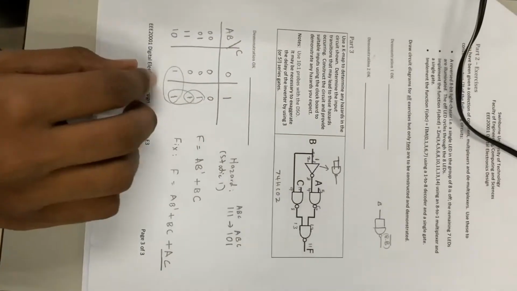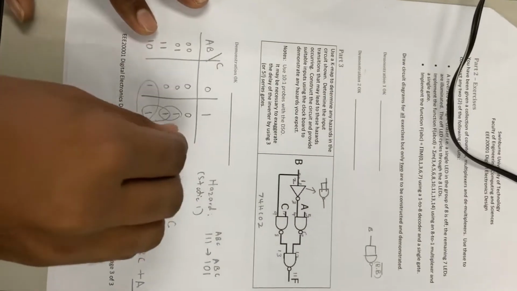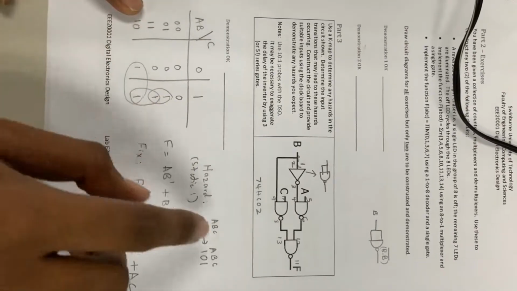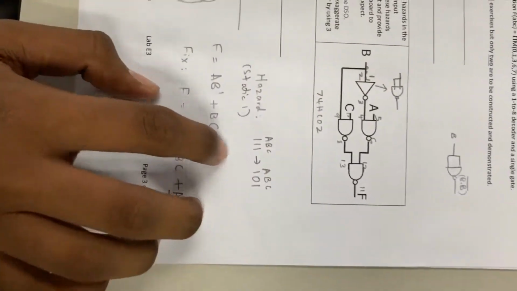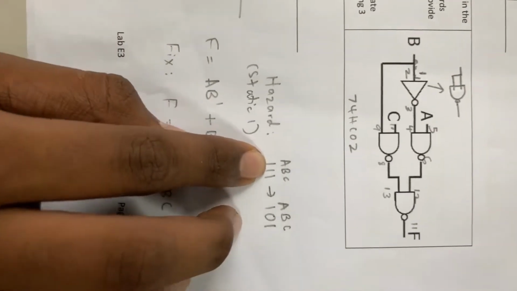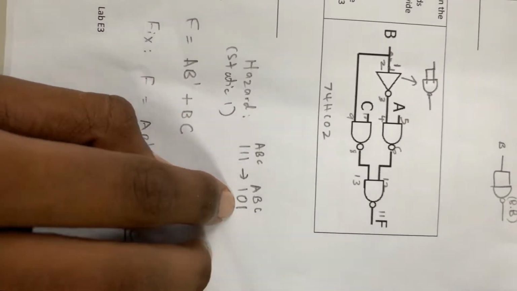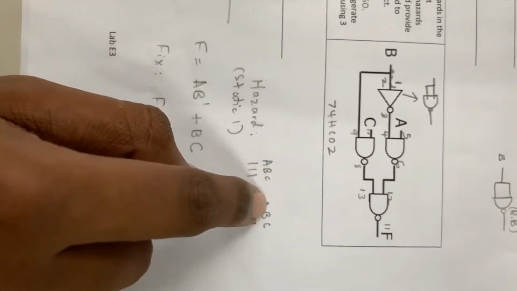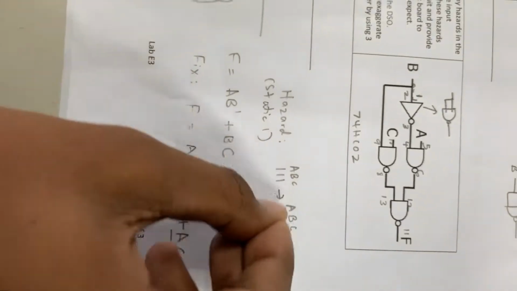Once you draw the K-map, you will see that there is a redundant loop over here. The redundant loop includes the expression ABC. Once you inspect ABC, the transition is as shown. 111 transitions to 101. So input B is the issue here. B goes from 1 to 0.